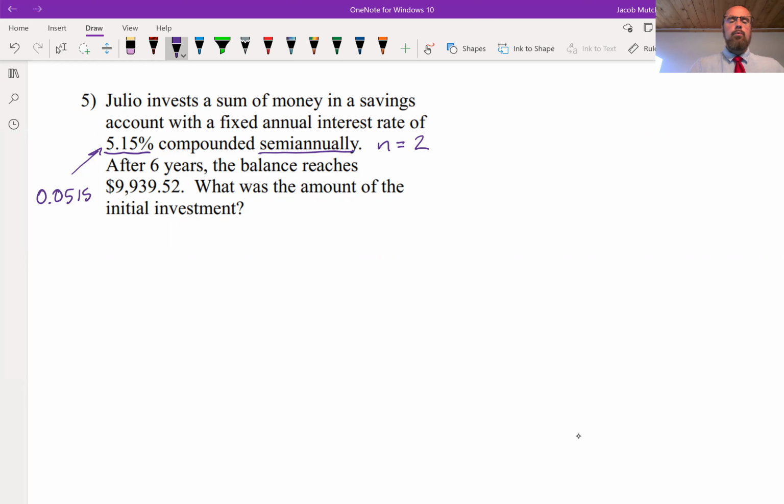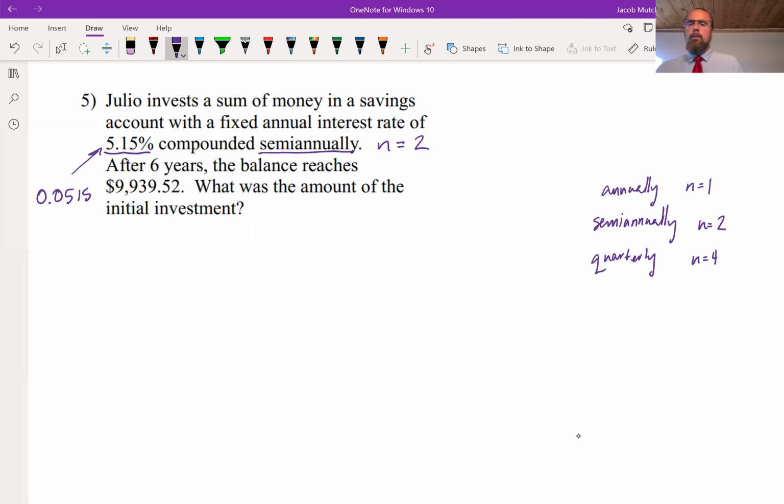We should list out some other words just so that you're aware of what the possibilities are. So if we start with annually, the n value would be 1. Semi-annually is every 6 months we would calculate the interest, so n value equals 2. We also have quarterly, which we saw in our first example. Quarterly means that interest is compounded every 3 months. So there would be 4 compoundings in a year. Monthly, since there are 12 months in the year, the n value would be 12.